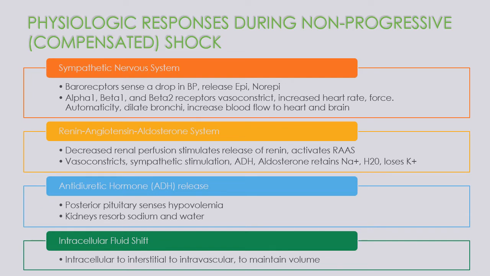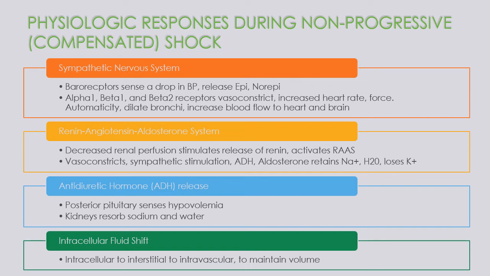So we have baroreceptors, and those sense a drop in blood pressure. So baroreceptors sense pressure, and as our blood volume falls, our baroreceptors say, hey, our tank level is getting a little too low, so I don't have enough fluid, so it releases through sympathetic nervous system stimulation, epinephrine and norepinephrine from the adrenal glands, right?